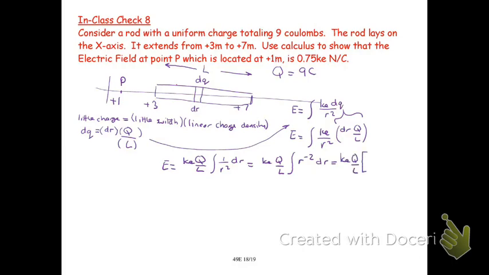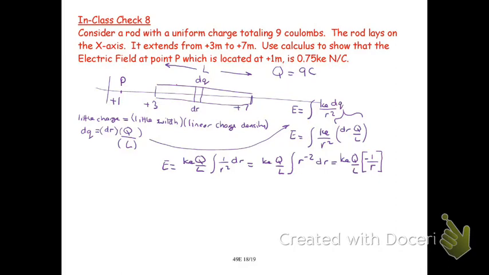And let's have a look. That goes to, what, raise the power by 1 and put it in the denominator. So that would be minus 1 over r. Am I right on that? R to the -2 goes to R to the -1, -1 over -1, yeah? So it goes -1 over R, yeah?